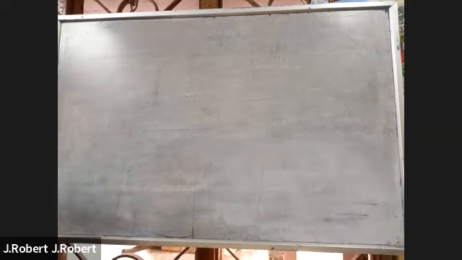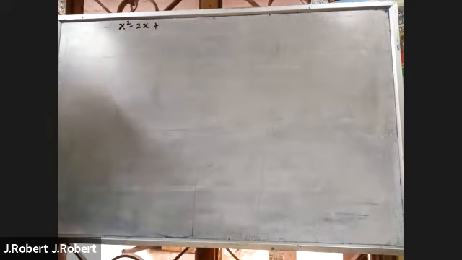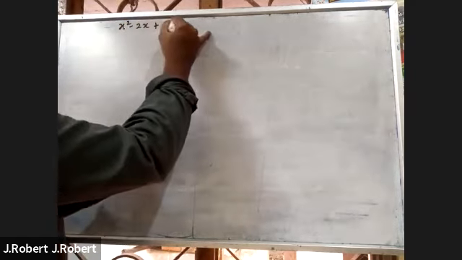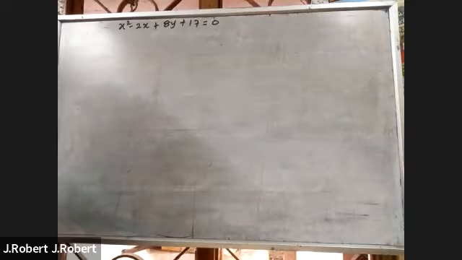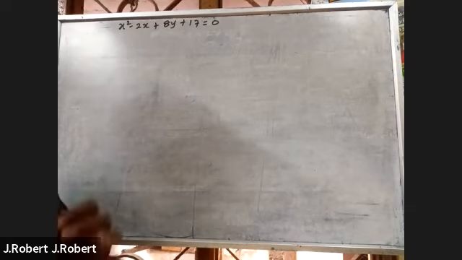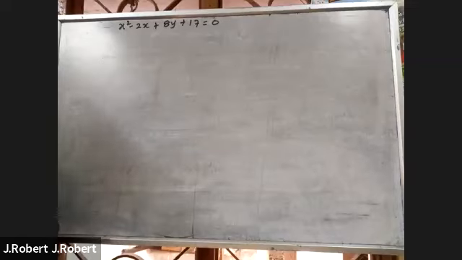Find the vertex, focus, directrix, length of latus rectum for the following parabolas. The first parabola we are going to see is x squared minus 2x plus 8y plus 17 equals to 0. Please listen carefully, my humble request, dear students: this type of question will be asked in your board examination. It can be on a parabola, an ellipse or a hyperbola, so you have to find all the things: vertex, focus, length of latus rectum, equation of directrix, equation of latus rectum. Whatever is asked, you have to find it all. First of all, we have to make it in a standard form.